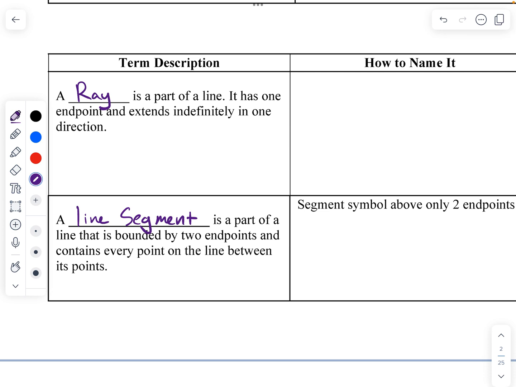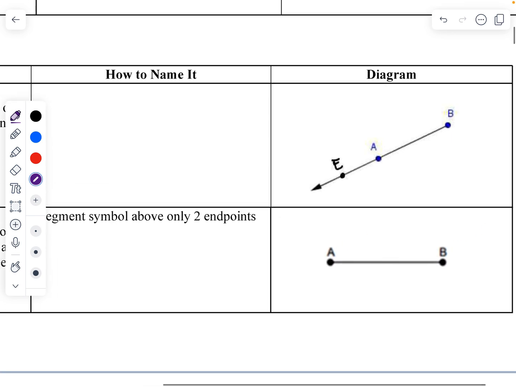Continuing here, I'm going to define a ray next. A ray is part of a line that goes forever in one direction, and that's it. So a ray is like a part of a line.